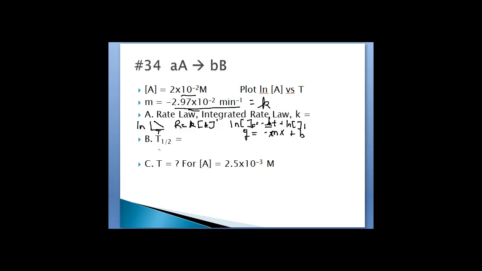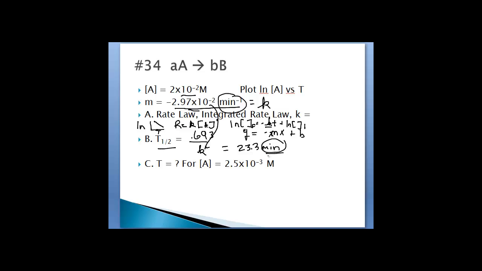Part B then says calculate the half-life, and you remember T sub 1/2 stands for half-life. Since it's a first order equation, we know that the half-life equation is 0.693 over k. So we're simply going to substitute our value for k, and when we calculate, we should get approximately 23.3 minutes. Just want to pay attention to your units. In k up here, the unit is given in minutes, so we'll use minutes for our time unit.